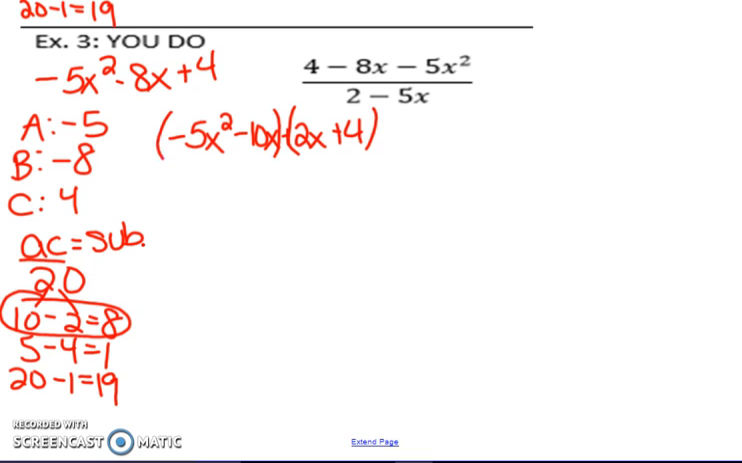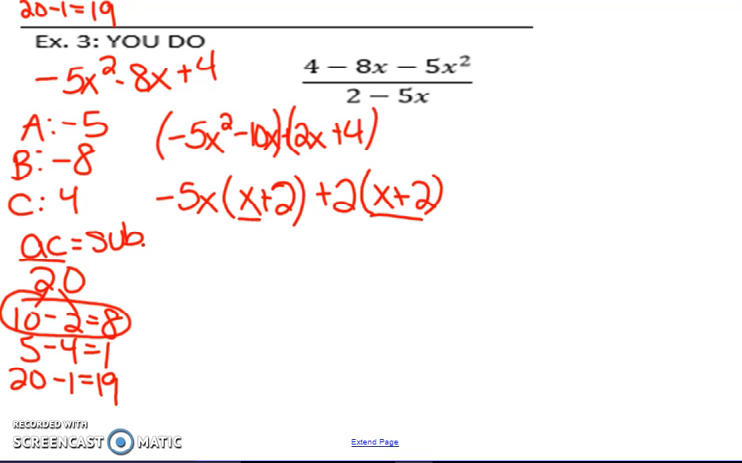If I group them together, I pull out a negative 5. Oh, and I apologize. We're also going to pull out, it's going to be a negative 5x, so we're left with x plus 2. In the second, we're going to pull out a positive 2, and I'm left with x plus 2. My parentheses are the same, so now I have x plus 2, and I have negative 5x plus 2.